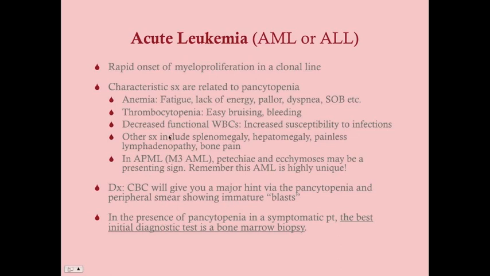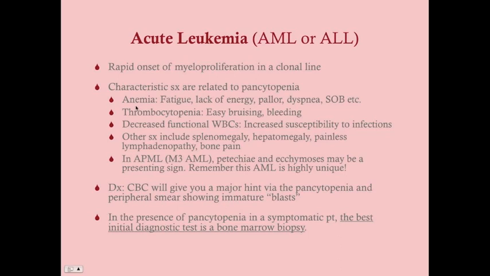But this happens due to proliferation. And the bone pain, because you've got proliferation in the bone marrow. So the splenomegaly and hepatomegaly are due to infiltration of the blood cells into those organs. Lymphadenopathy, of course, this would be just a generalized lymphadenopathy. So those can all be signs of leukemia. But definitely remember your symptoms related to pancytopenia.